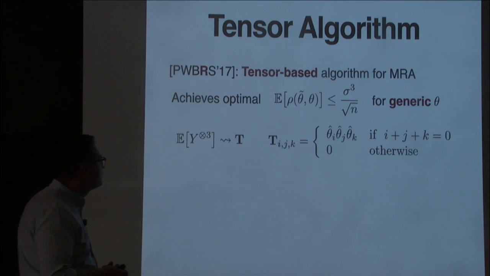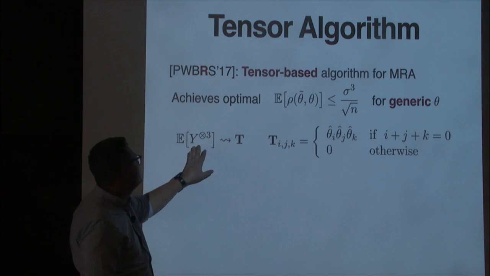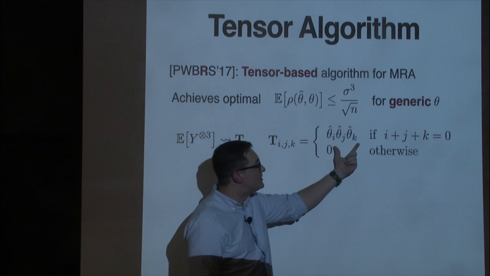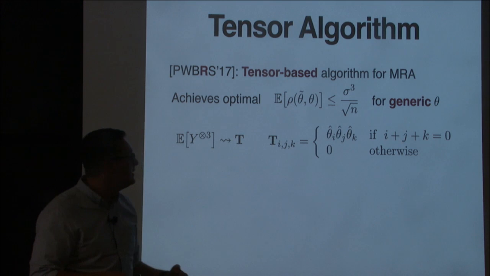So what I claim is that this expectation will give me, so this just means if I start from this expectation and I just take Fourier transforms, I'm going to be able to build a tensor, which is this bispectrum tensor, that's essentially giving me zero if the sum of the indices is not zero, and just the product of those three Fourier coefficients if the sum of the indices is zero. Okay, so that's a partially filled tensor.